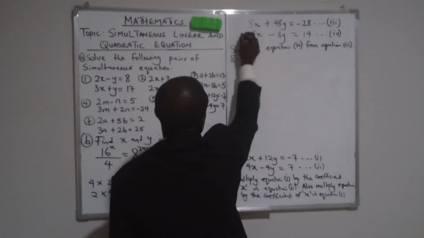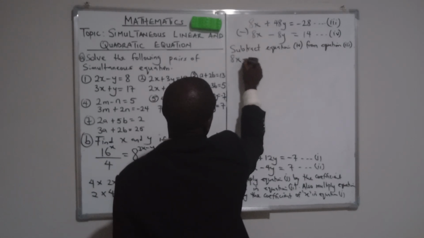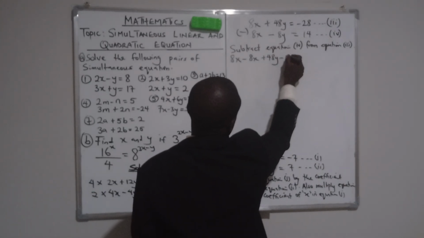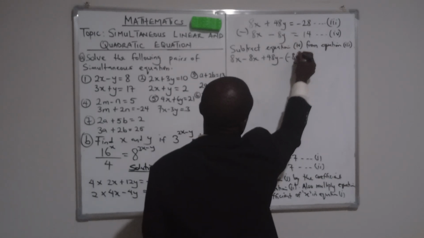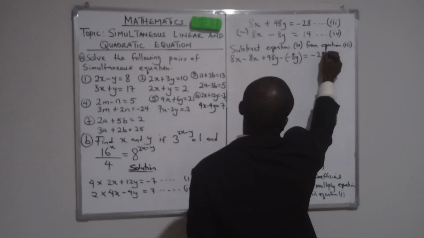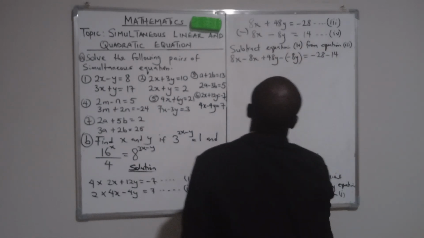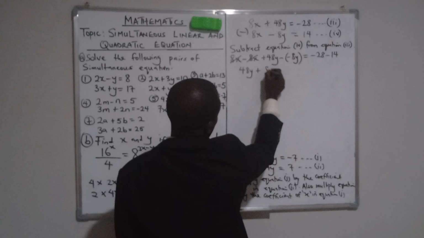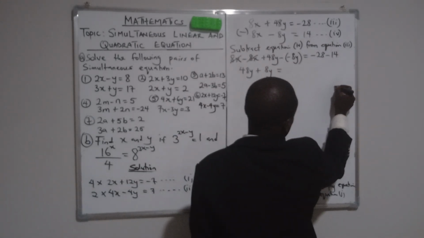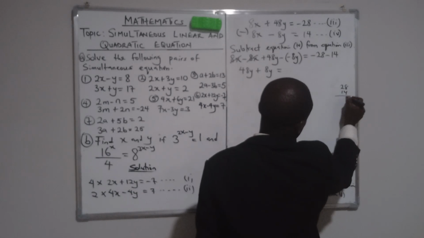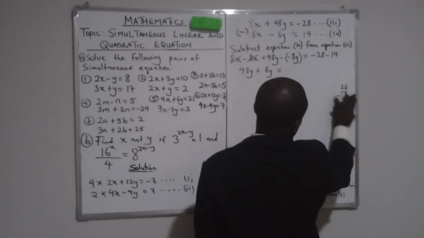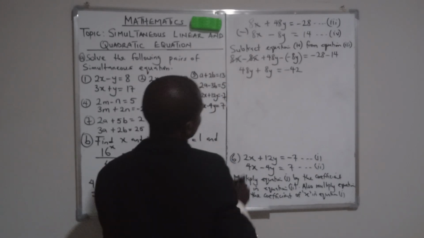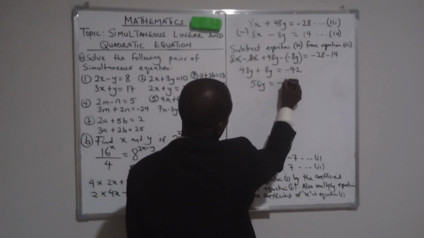In that case, you're having 8x minus 8x, plus 48y minus another minus 8y equals minus 28 minus 14. 8x cancel 8x, having 48y, negative and negative is positive, plus 8y equals, let's add it, minus 28, that's just 28 plus 14, that's 42, minus 42. 48 plus 8, that's 56, 56y equals minus 42.